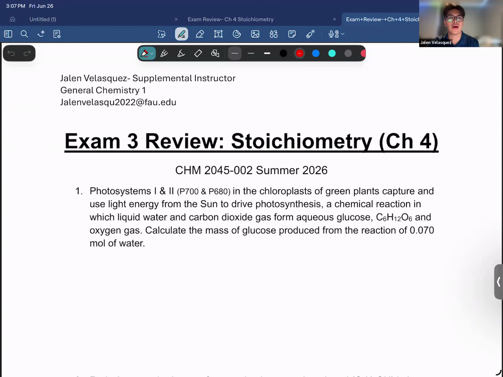So you'll have your exam on Monday on stoichiometry, so everything from chapter 4. In a way, this exam is almost like an extension of chapter 3, right? Last chapter we learned about chemical reactions. This chapter is still dealing with chemical reactions. However, we're dealing with the math that pertains to chemical reactions. So stoichiometry is just the quantitative analysis of chemical reactions.